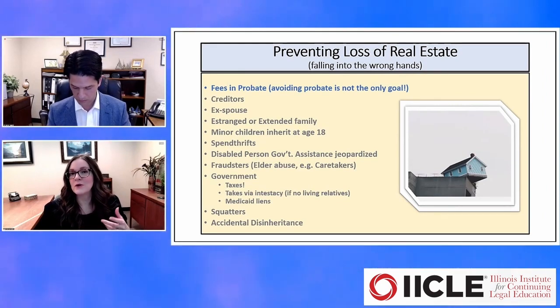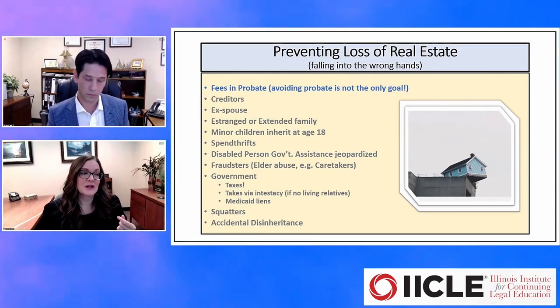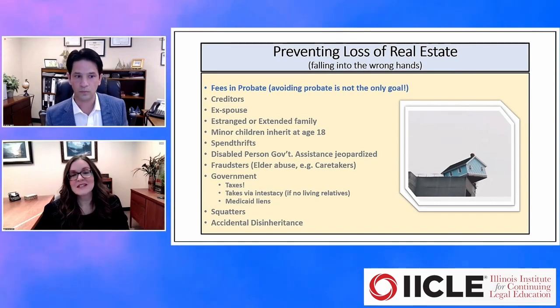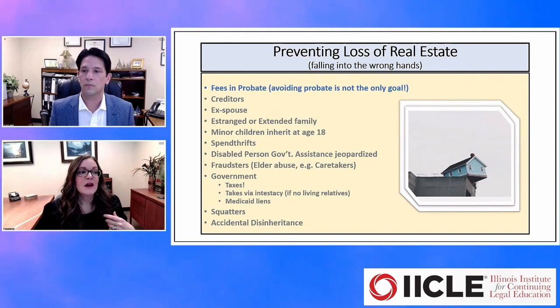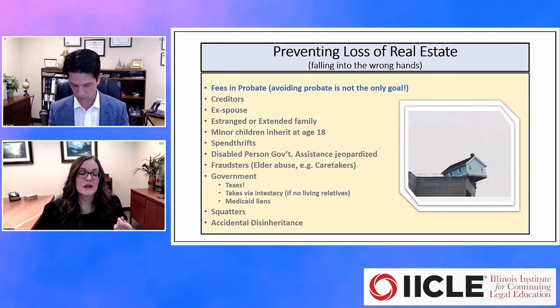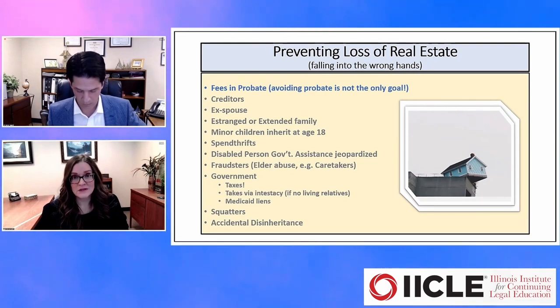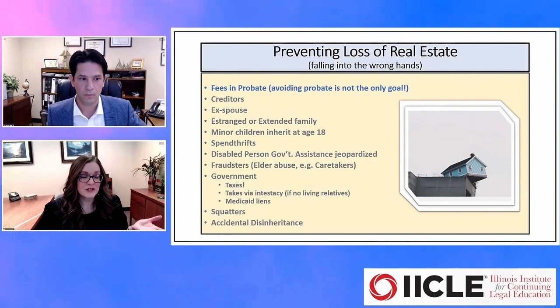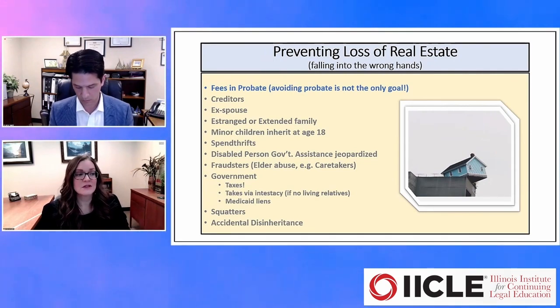So I joke with my clients, nobody wants to name the government as a beneficiary on their estate plan, but the government can take in many ways. They can take through various types of taxes. They're even in the intestacy statute if there are no living relatives, and they might take through Medicaid liens. We want to prevent loss of real estate to squatters or even accidental disinheritance. So we're going to get into that later.